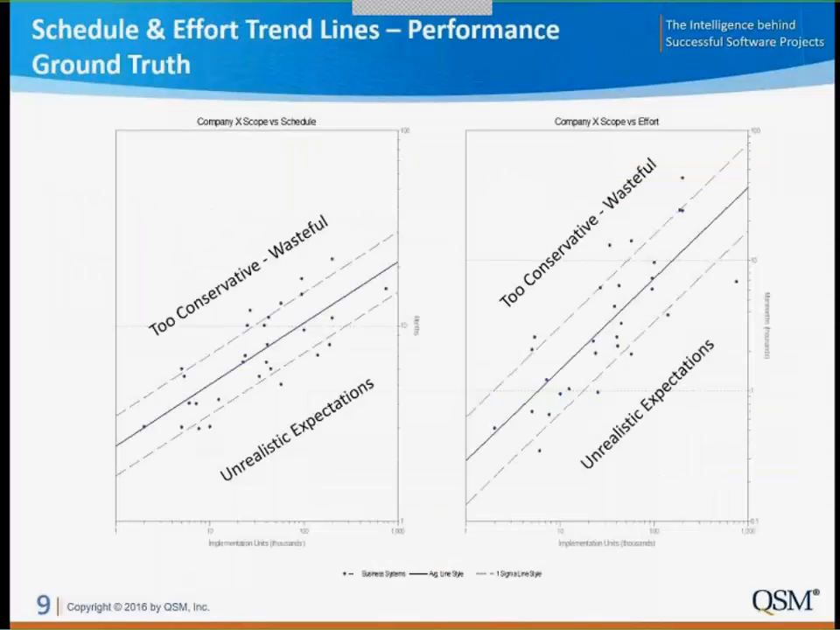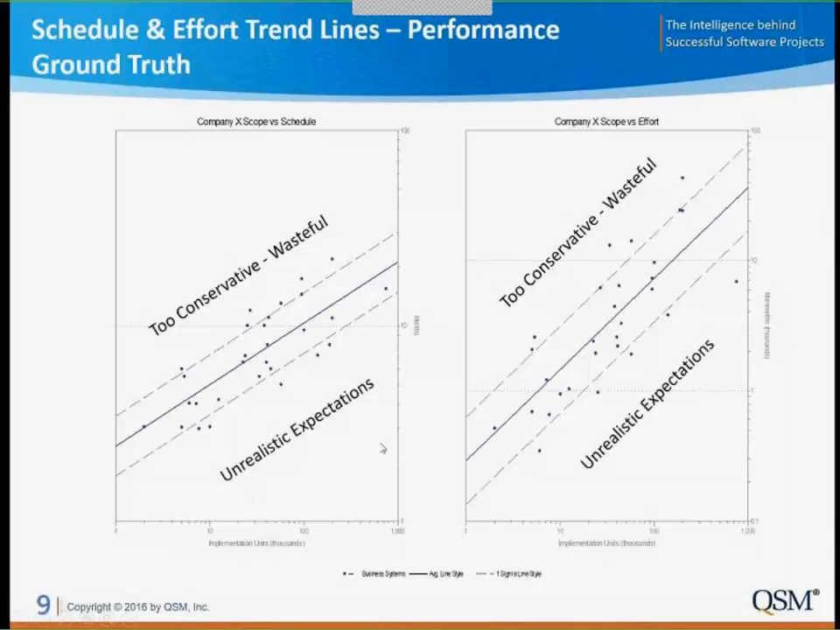The second area that we want to focus in on is our trend lines. I think of these as ground truth for performance. In the past, each one of these points up here represents the amount of time that it took to build a certain amount of functionality. And again, we can fit a curve through the middle, so we have an expected schedule and some variation.